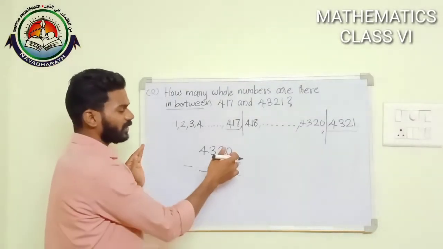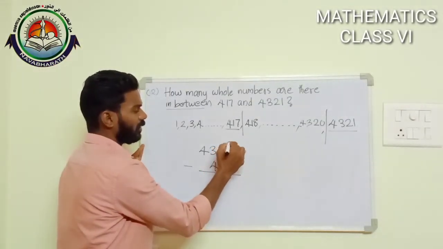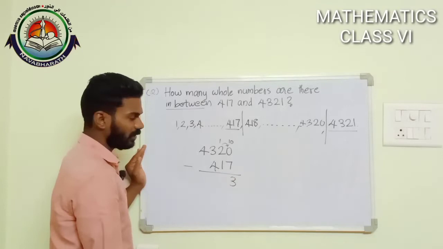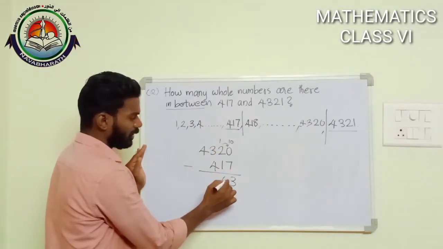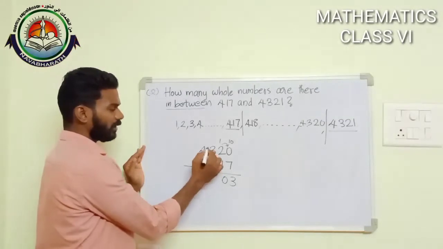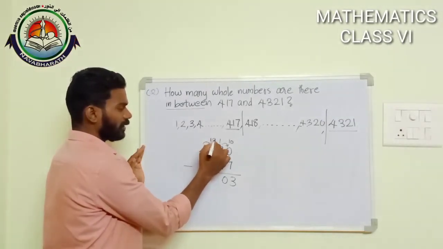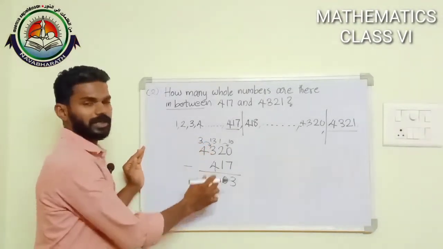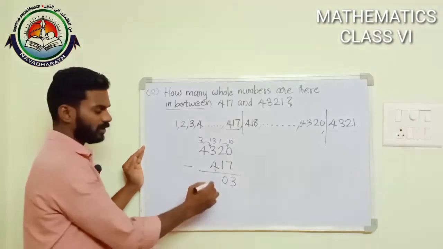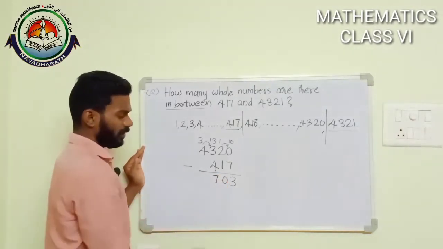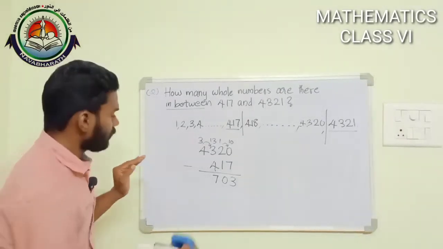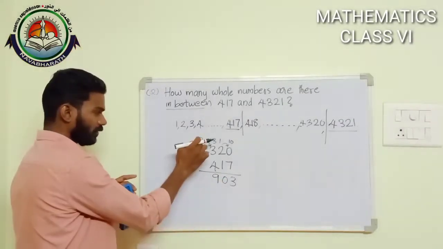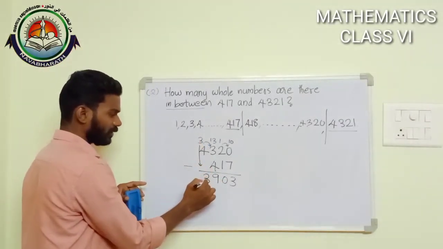So what would be the answer? This 0 would become 10 and this would become 1. 10 minus 7 would be 3. 1 minus 1 would be 0. Then here 3, so borrow, so that here it would become 13 and here it would become 3. 13 minus 4, what would be the answer? Sorry, 13 minus 4 would become 9. Clear? Then drop this 3 to here.